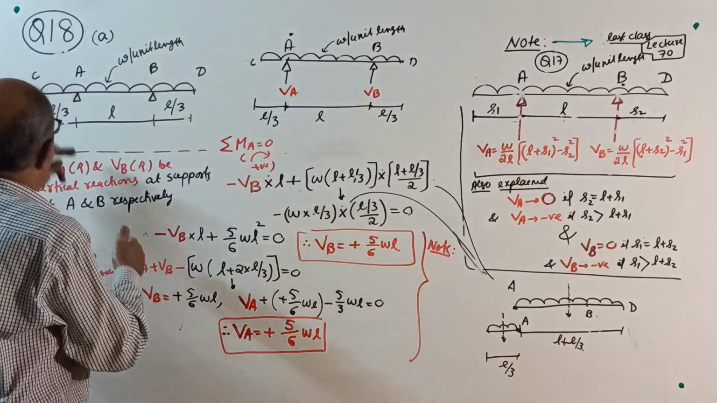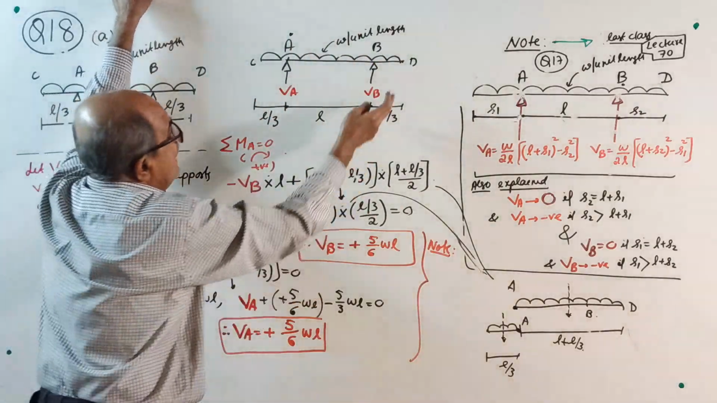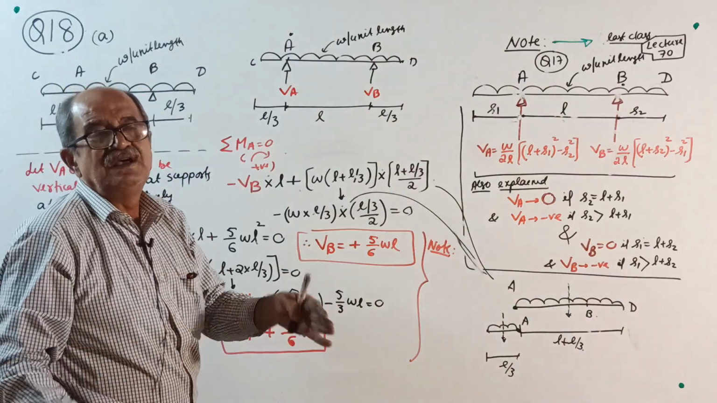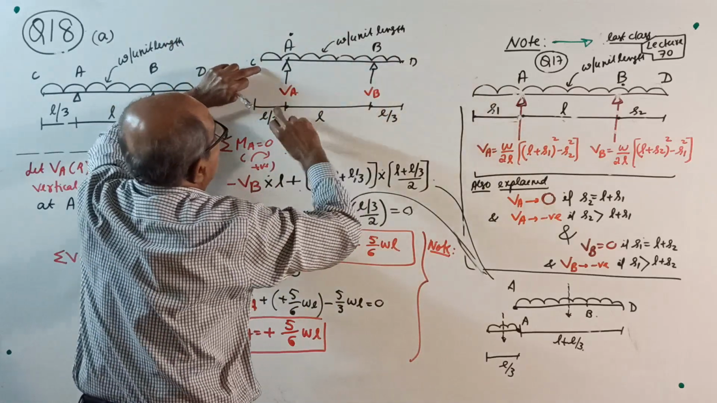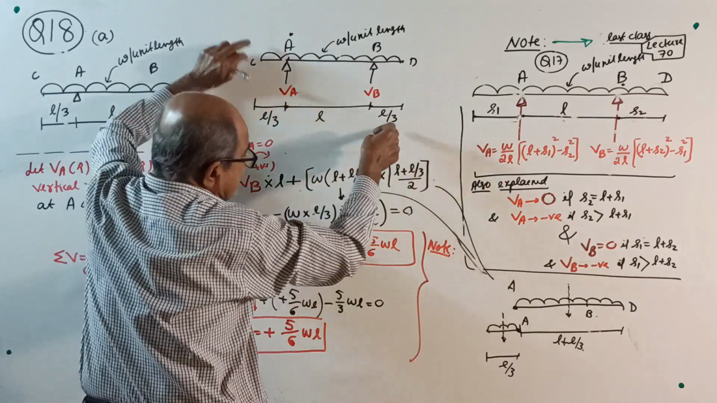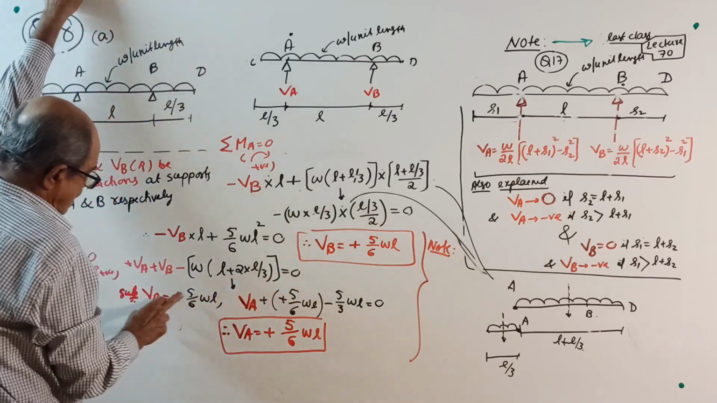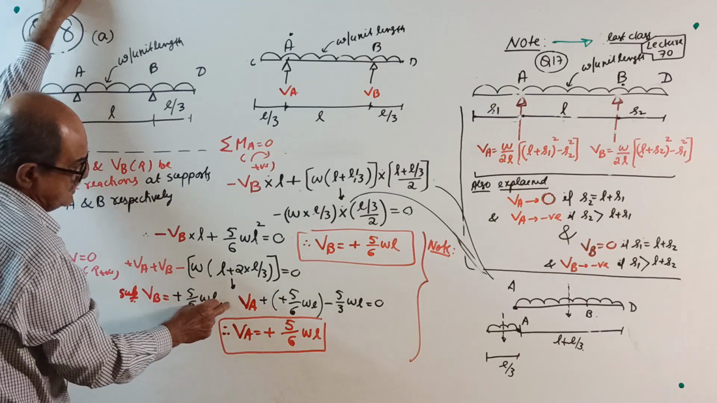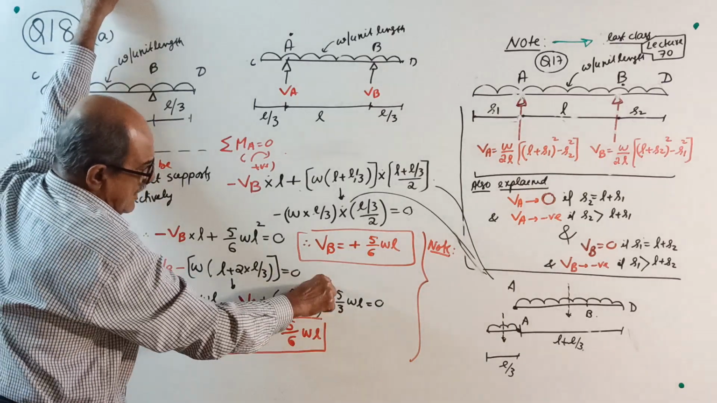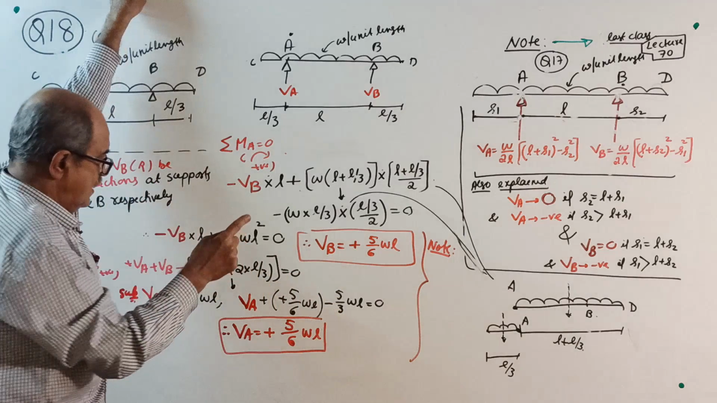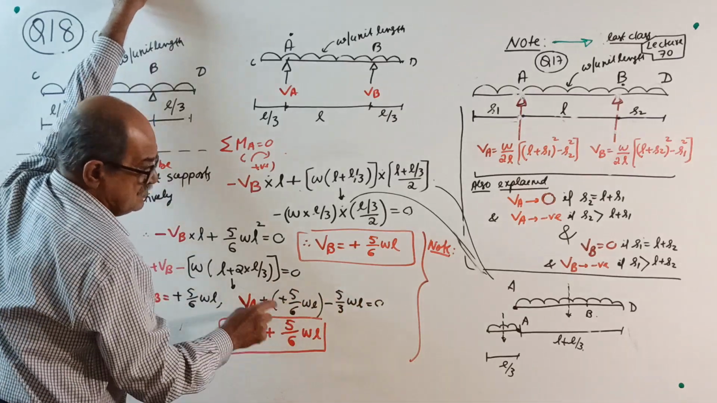Sigma V equal to 0, upward positive. Plus VA plus VB minus. Now remember, separately not required because only the load you want. This also I told many times. Minus W into this total loaded length. How much is it? L plus L by 3 plus L by 3, or L plus 2 times L by 3, equal to 0. Substitute VB equal to plus 5 by 6 WL. See, plus 5 by 6 minus 5 by 3, that is minus 5 by 6. Plus VA minus 5 by 6 equal to 0. VA will come plus 5 by 6.